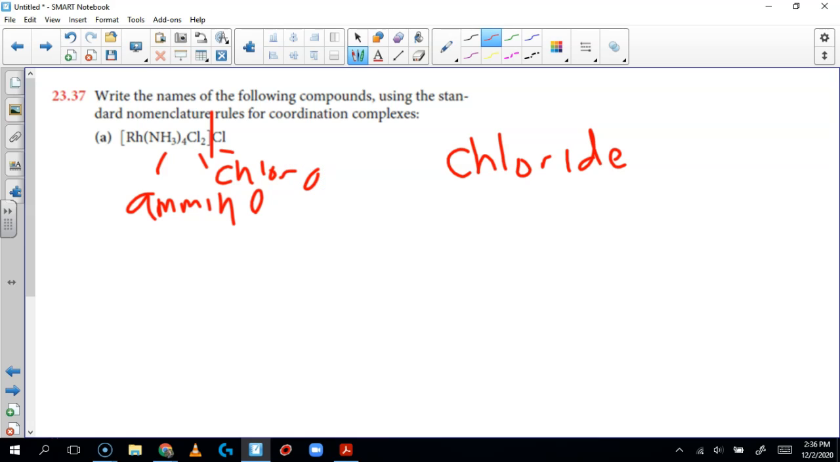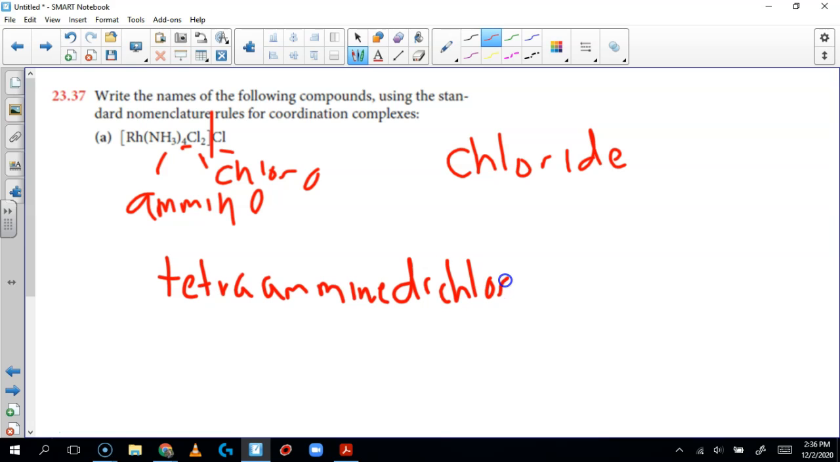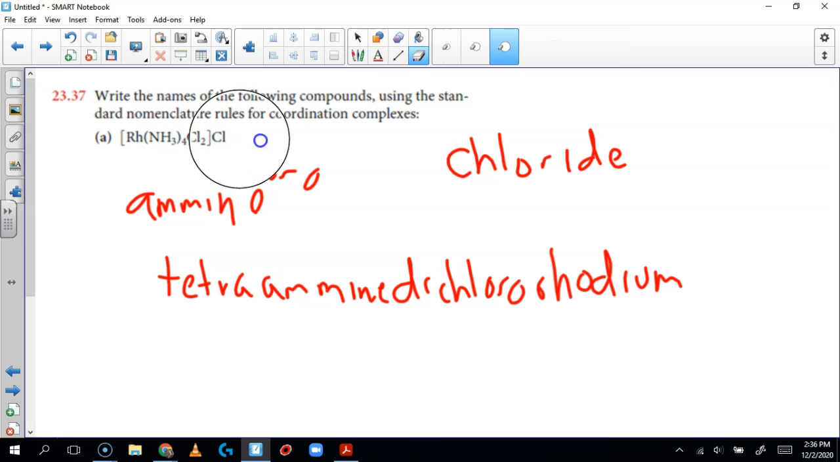When we do this, it's going to be tetra, because there are 4 of them, tetraammine, and then 2 chlorine, so it's dichloro. Remember, the prefixes don't count in terms of alphabetizing. So we've named this part and this part, and now RH is rhodium. And now we need to know what the oxidation state of the rhodium is.